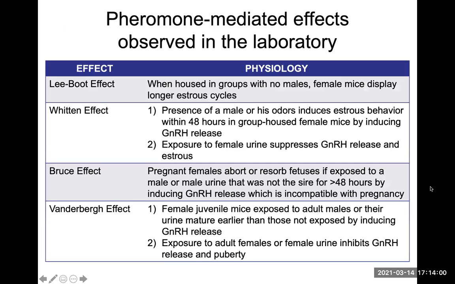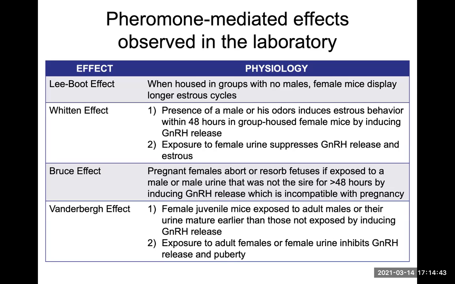So here's some of the effects that we know about mediated by pheromones that we can observe in the lab. There's the Lee-Boot effect. This is when we have female mice and we house them in groups with no males. They start to display longer estrus cycles, again, because they're suppressing that ovarian function. The Whitten effect is having female group housed mice and having them be exposed to male or just the male pheromones, the odors. And what will happen is those group housed female mice will start inducing gonadotropin releasing hormone release, and they'll induce estrus very quickly.